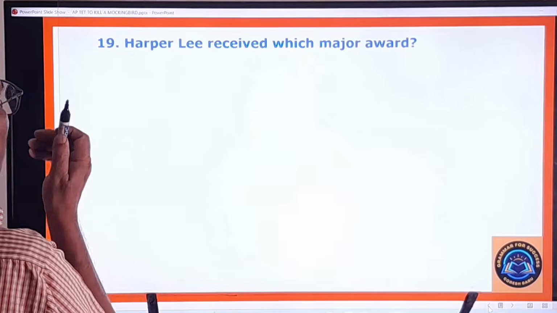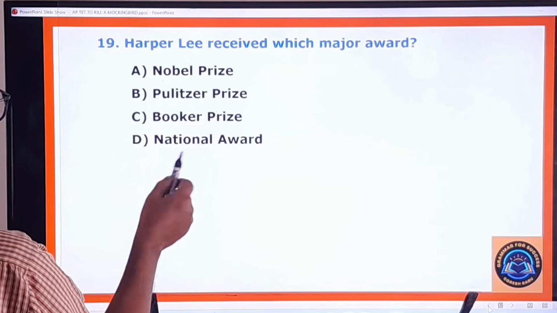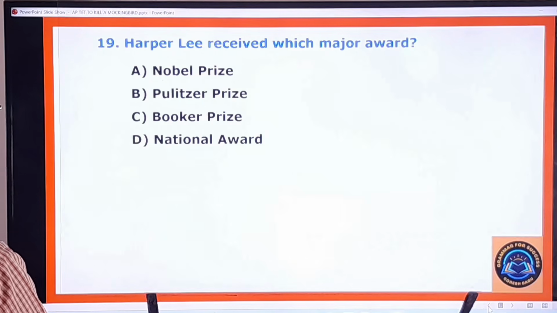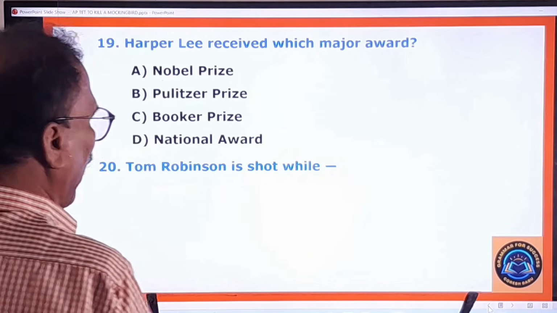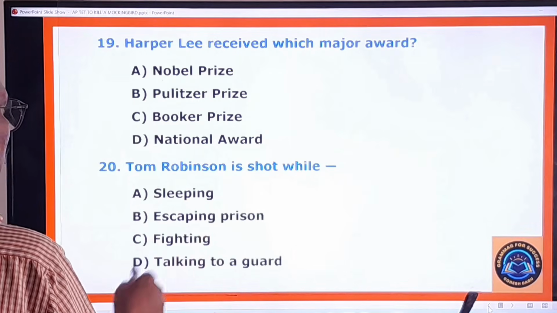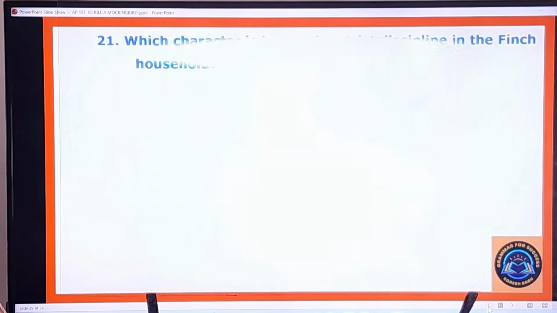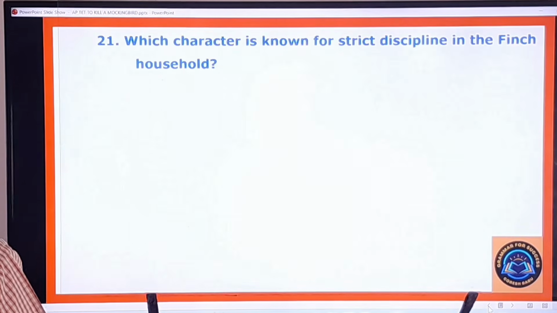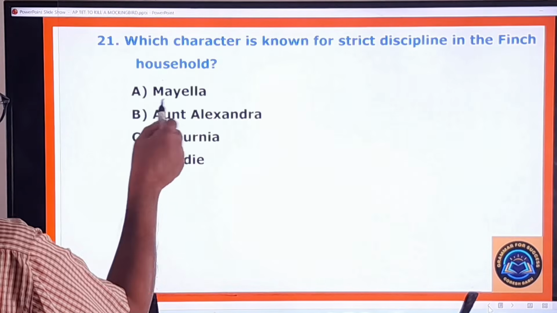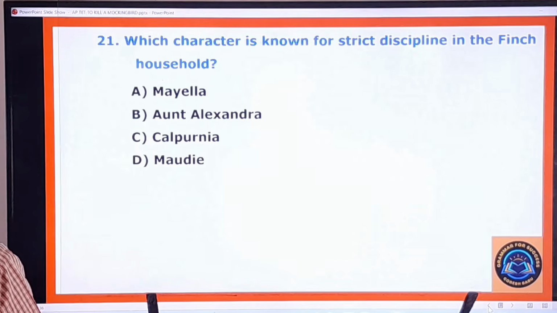Nineteenth one, Harper Lee received which major award? Nobel Prize, Pulitzer Prize, Booker Prize, National Award. Twentieth question, Tom Robinson is shot while sleeping, escaping prison, fighting, talking to a god. Twenty-first question, which character is known for strict discipline in the Finch household? Mayella, Aunt Alexandra, Calpurnia, Maudie.